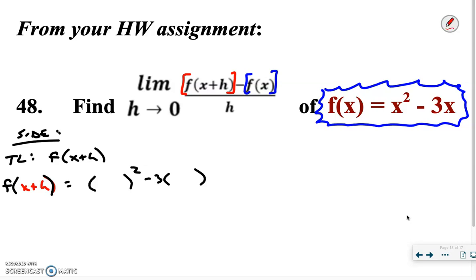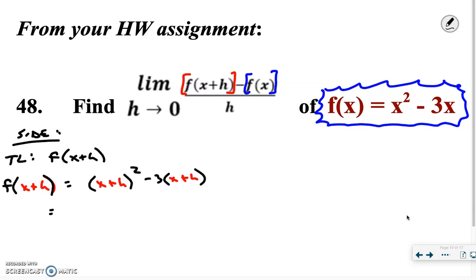X plus h. I know that that seems a little weird this first time that it's happening. You're telling me that I could put x plus h in place of x? Yes, that's what I'm telling you. And I know that it looks weird, but that's what we're doing. Okay? It works out. I promise you.